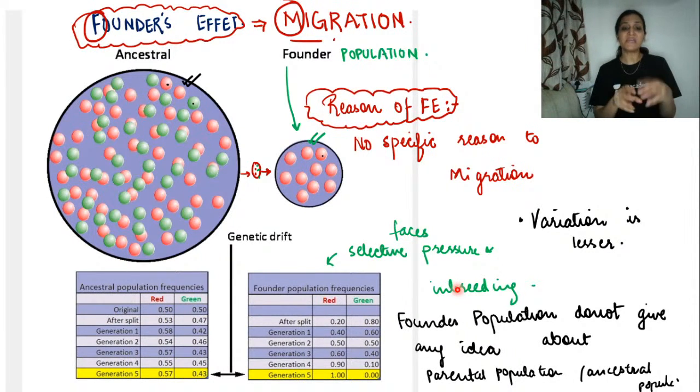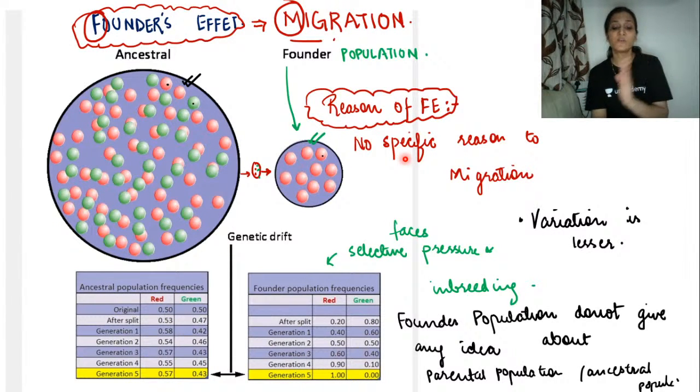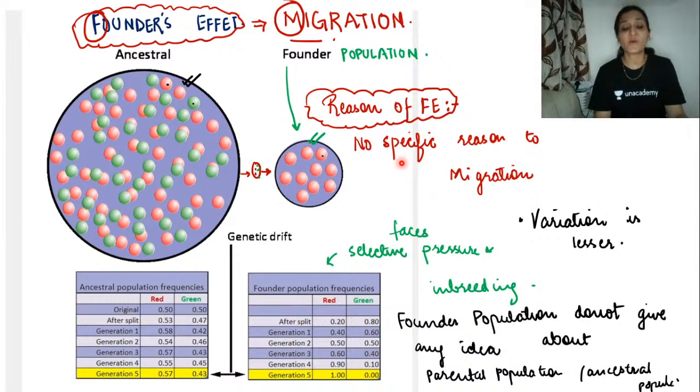So that inbreeding leads to an increase in a particular kind of allele. The reason for founder effect is no specific reason of migration. It is migration, but there is no specific reason for the migration. So just remember FM, like the radio channel, FM. Founder's effect is due to migration. FM, migration is the only reason for founder's effect.